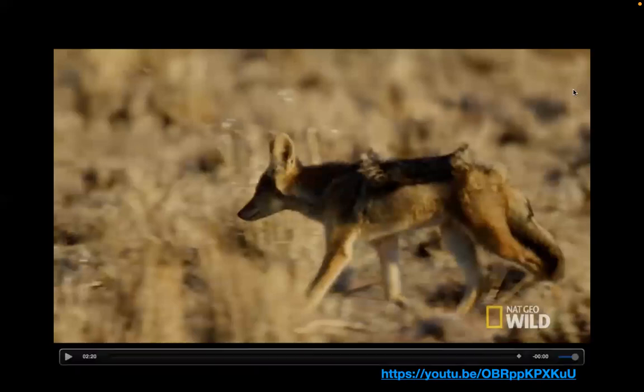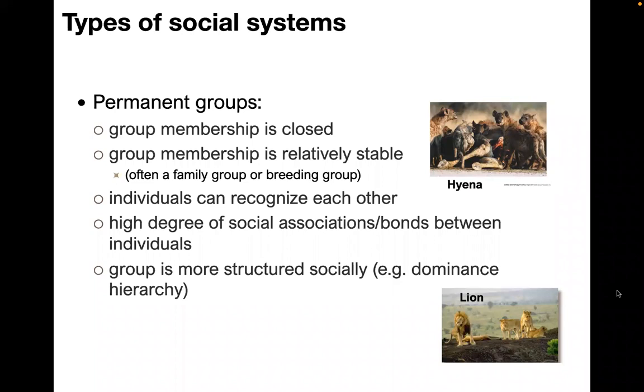All right, so that gets into our next type of social system, permanent groups. I don't think the ostrich groups are permanent, but they're getting more complicated than the temporary groups like those flocks. Permanent groups is where group membership is closed. Group membership is relatively stable. It's often a family group or a breeding group. Individuals recognize each other as opposed to the anonymous thing. There's usually strong bonds, strong repeated social associations between individuals in this group, and there's often a structured dominance hierarchy within these permanent groups. Even if the ostrich groupings weren't permanent, they had that kind of structure as well.